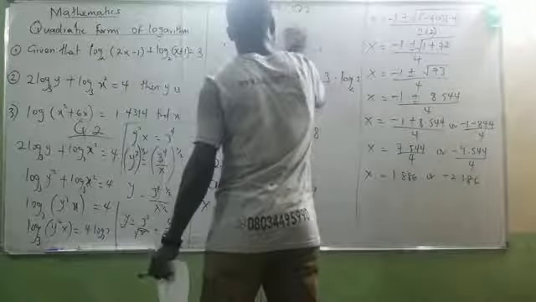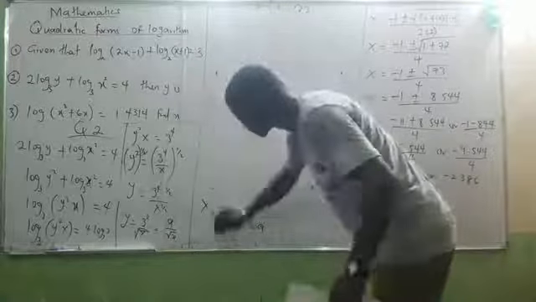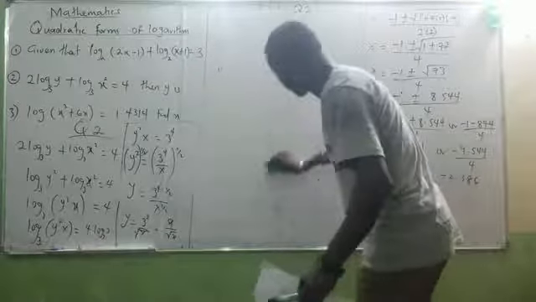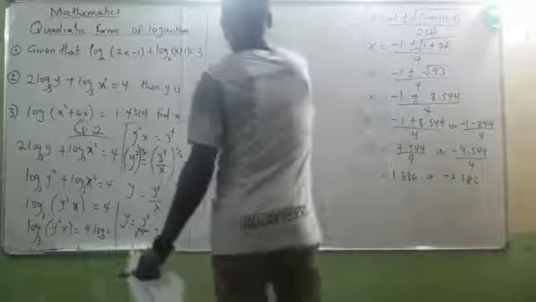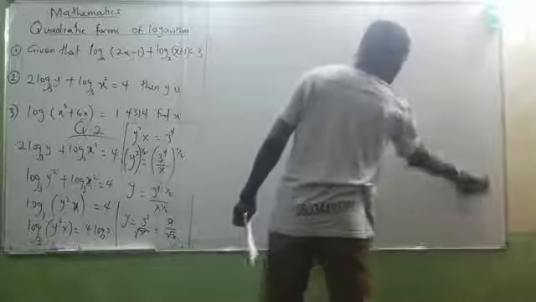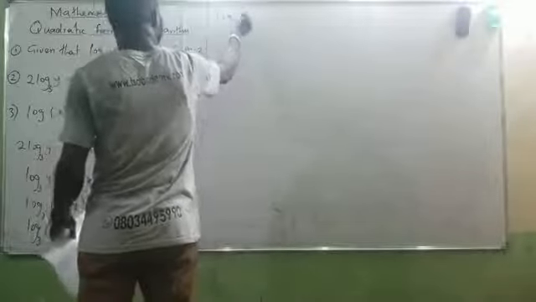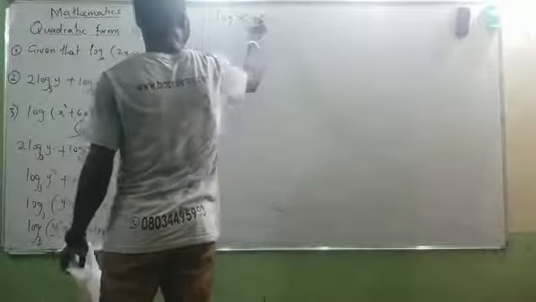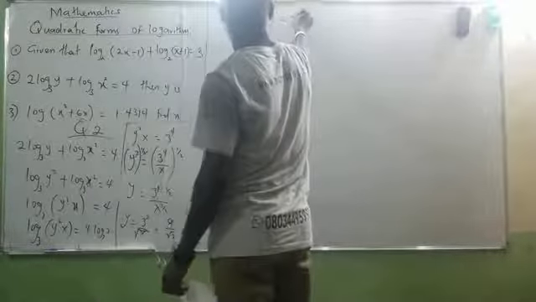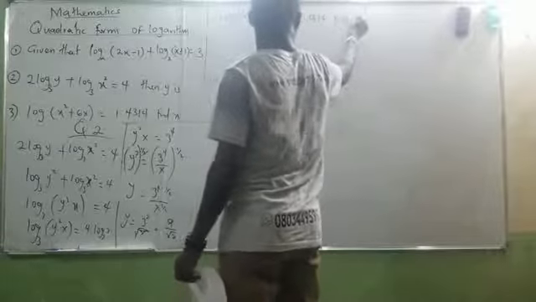Now, the second is the last question, which is the third one. It's very, very simple. Let's see how it will come. Okay, look at this question. We have log of x squared plus 6x equals 1.4314. We are finding x.